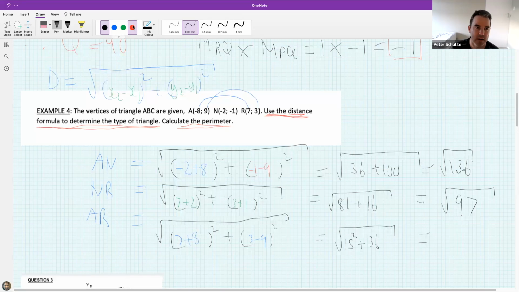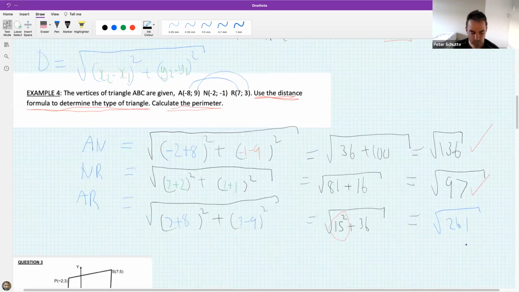Can somebody help me with this one over here? Oh, I see we got square root 97 for NR, so we agree. And then square root 136, we just need to find the length of AR. Okay, so this one over here, Zander said 225, but there's also the 36, I think, that we have to add in, which would give us 261, square root of 261. Yeah.